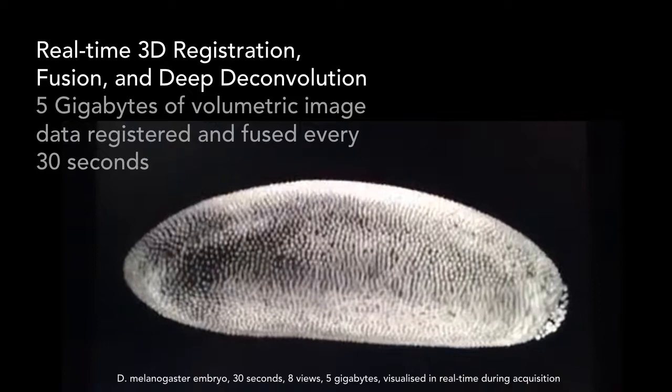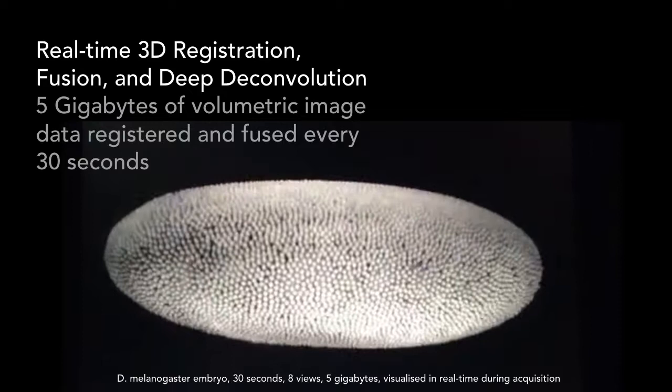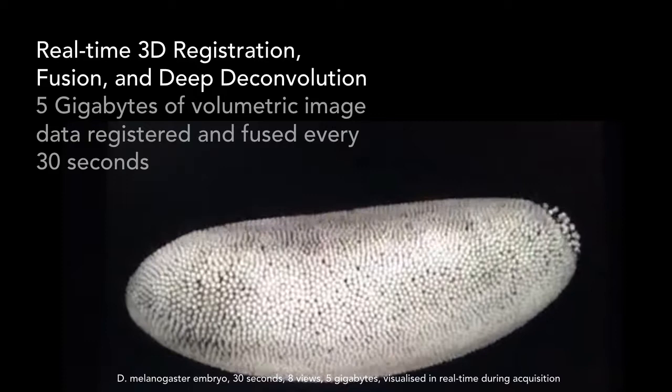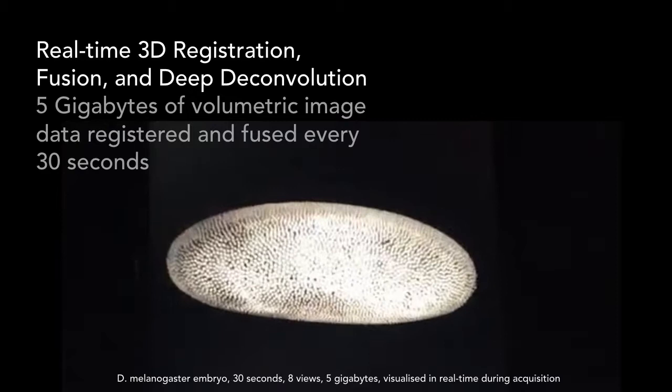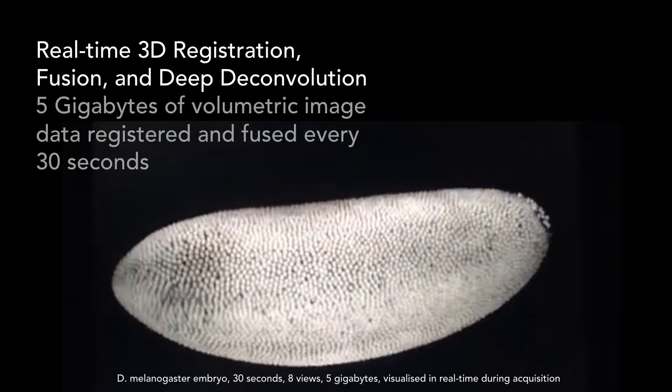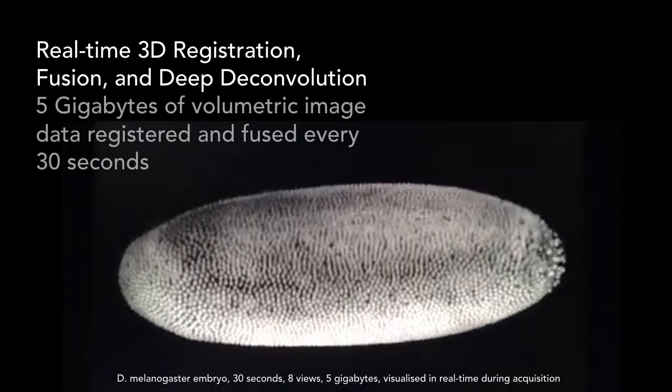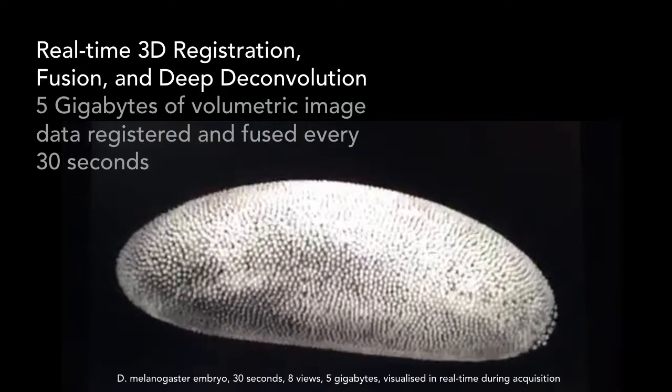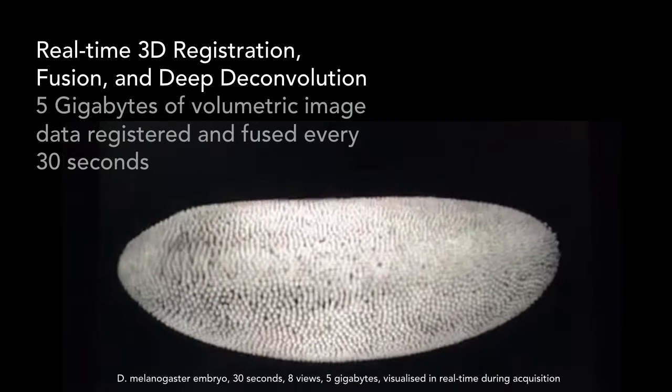So it's 5 gigabytes that are acquired every 30 seconds. And we have a GPU-based registration and fusion algorithm that runs in real time. And that basically alleviates the problem that, in a traditional setup, you would have to save all the views on the disk and then fuse that later on. And this could take days to actually do. We can do that instantly and visualize that also instantly. So what that means is we have 8 times less data to store on the disk, which actually makes the imaging possible because the hard drives are not fast enough to save that in the first place.